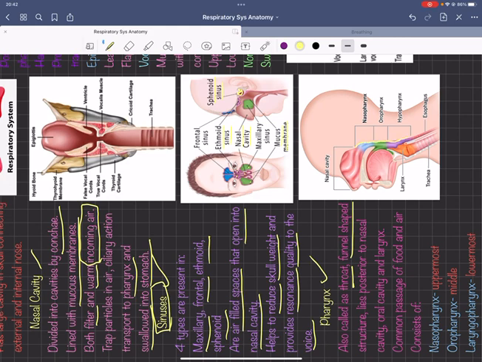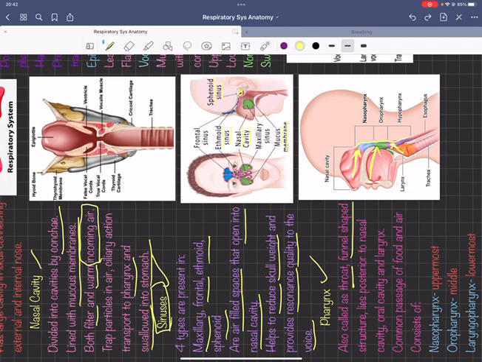This is a funnel-shaped structure which lies posterior to the nasal cavity, posterior to the oral cavity, and posterior to the larynx. This is the oral cavity, this is the larynx, and this is the pharynx. So if we are ever asked about the anatomical position of the pharynx, it lies posterior to the nasal cavity, the oral cavity, and the larynx. It is a common passage of food and air.